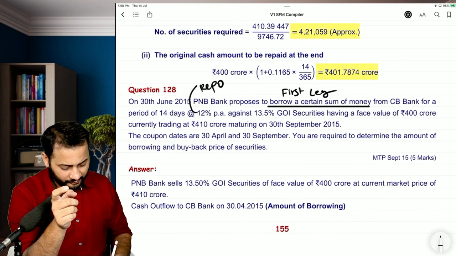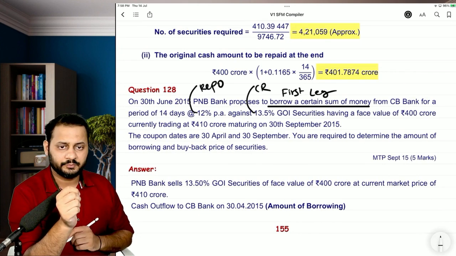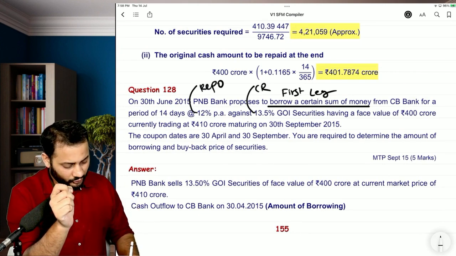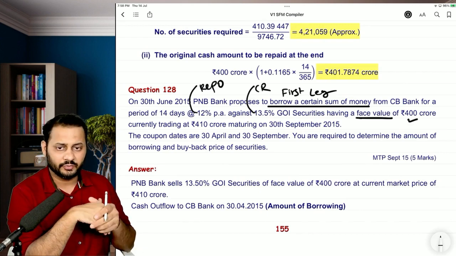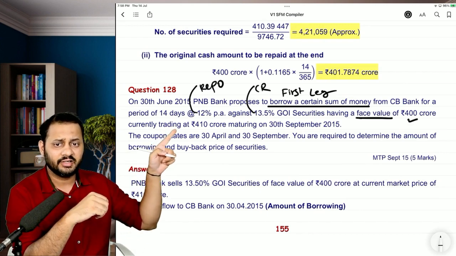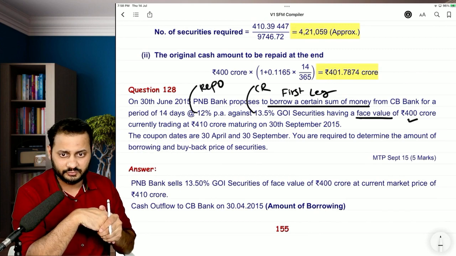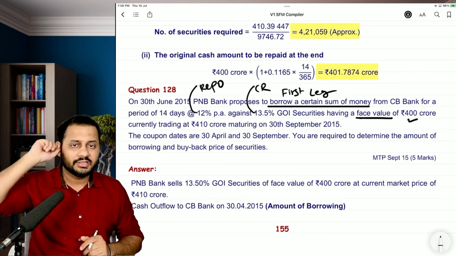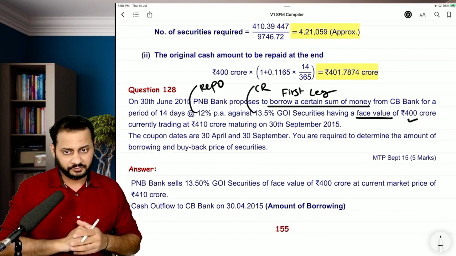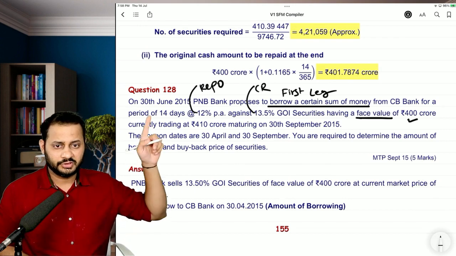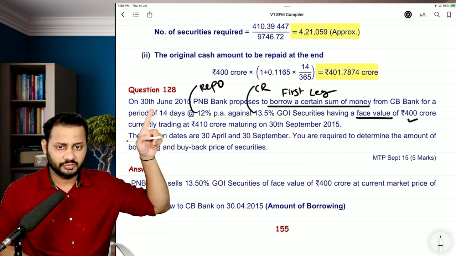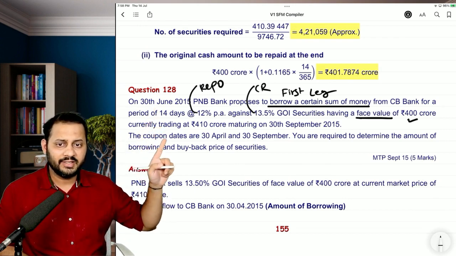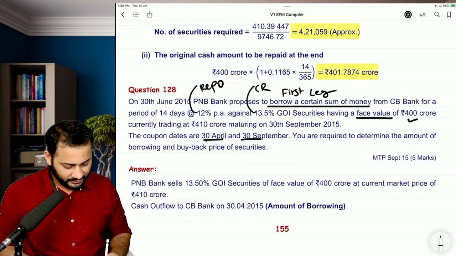Against 13.5%, this is coupon rate. Having a face value of 400 crore, which is currently trading at 410 crore. Okay. Maturing on 30th September 2015. So this is 30th June. Okay. Now the coupon dates are 30th April and 30th September.